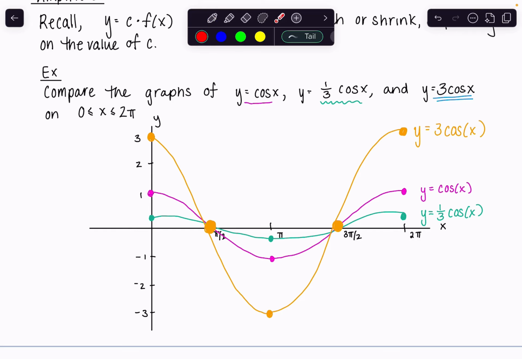So it's taken the original graph and it's just stretched it vertically. Where the 1/3 shrunk it vertically. So this is called the amplitude of our function. It doesn't matter if I switch this to be sine instead, it is still the amplitude.